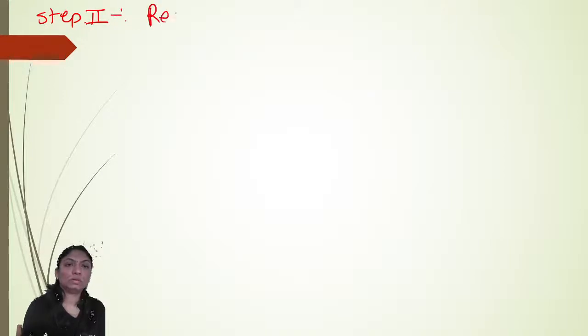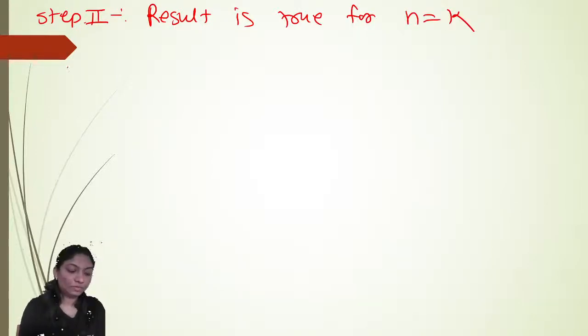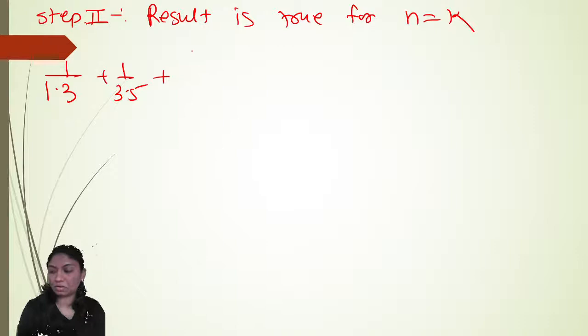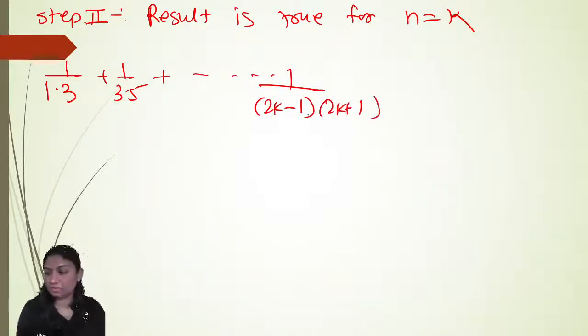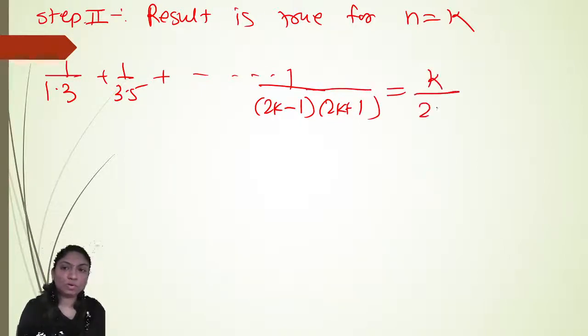Step 2: we assume that the result is true for n is equal to k. So therefore we have 1 upon 1 into 3 plus 1 upon 3 into 5 and so on, plus 1 upon (2k minus 1)(2k plus 1), equal to k upon 2k plus 1. The result is true for n is equal to k.